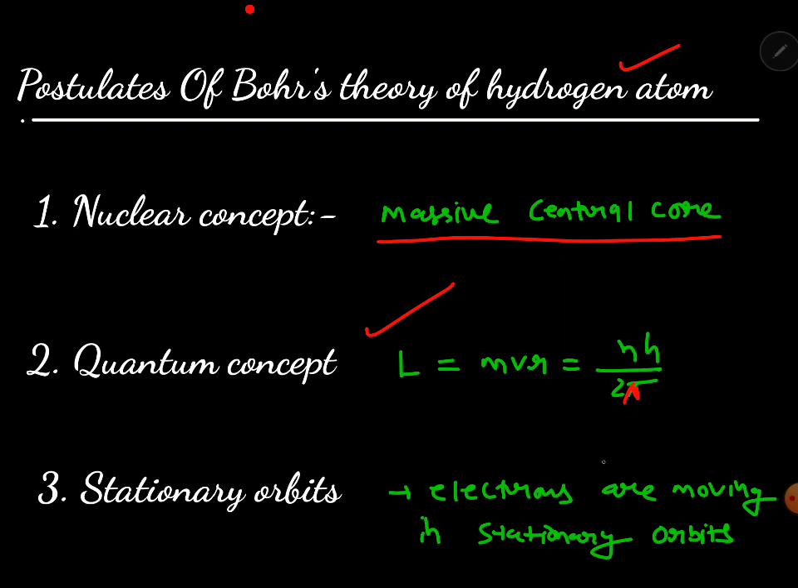He said the electrons are moving in stationary orbits, and these orbits do not radiate energy normally.